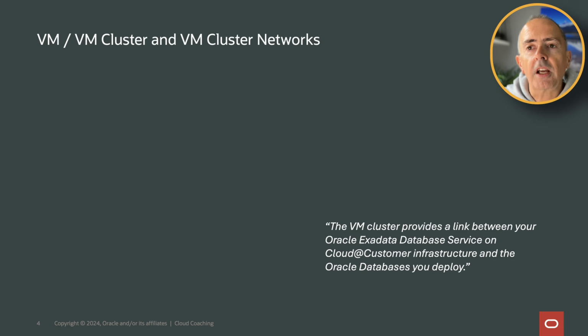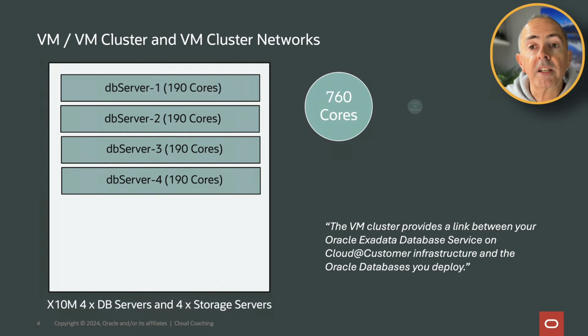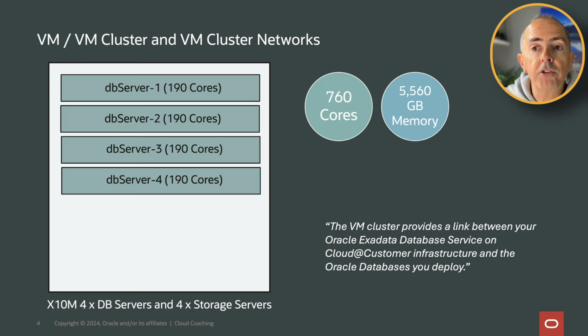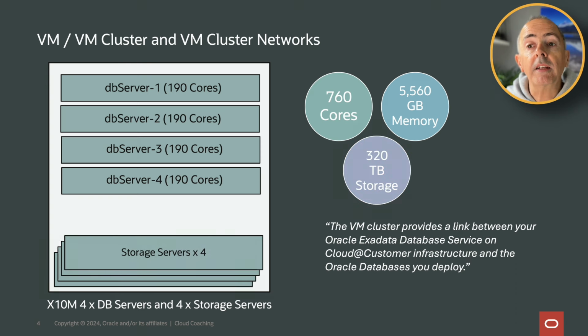So Virtual Machine Cluster, or VM Cluster, provides the link between the Oracle Exadata database service on your infrastructure and the Oracle databases that you deploy. Each VM cluster needs a cluster network defined, and these provide isolation at the network layers. So in this example here, we have an Exadata Cloud Customer infrastructure with 4 database servers, giving a total of 760 cores and just over 5.5 terabytes of memory that can be allocated to run your Oracle databases. We also have 4 storage servers, giving 320 terabytes of usable storage.